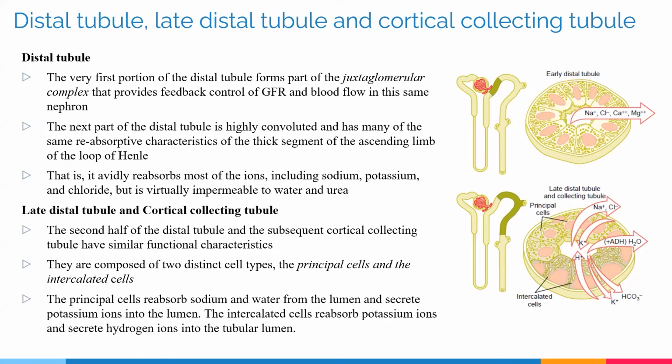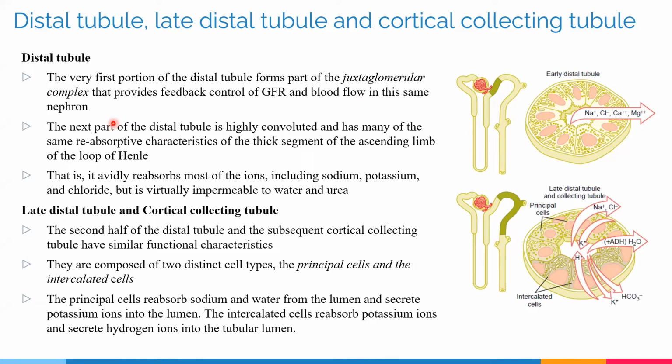Next, we move on to the distal tubule, late distal tubule, and the cortical collecting duct, or the cortical collecting tube. The very first portion of the distal tubule forms the juxtaglomerular complex that provides feedback control of GFR and blood flow in the same nephron.